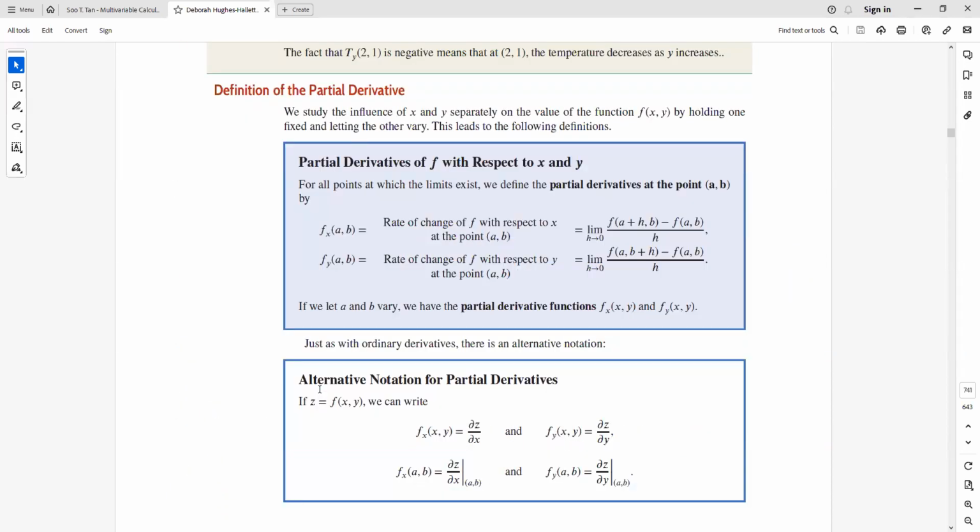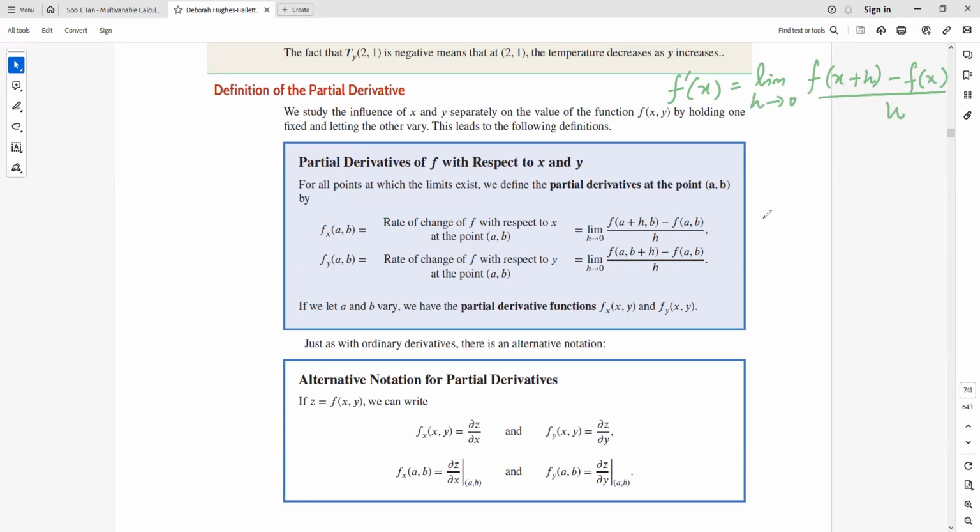Now let's see the standard definition of the partial derivatives. In the case of a single variable function, we know that the derivative of f at x is equal to the limit as h goes to 0 of f at some point x plus h, minus f of x, divided by h. So this is the standard definition in the case of the single variable function.